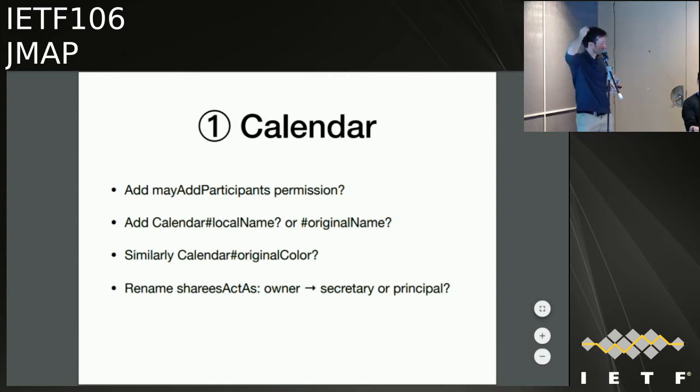I can't remember whether CalDAV has a separate ACL for that. Does anyone know? Whether you can add participants to an event. So I have write access to it, but I can't invite new people to it. I have never seen anything in CalDAV for that. Okay, so probably rather not add yet another ACL. As I said, there's a lot of them already, but I don't know if anyone thinks we need that.